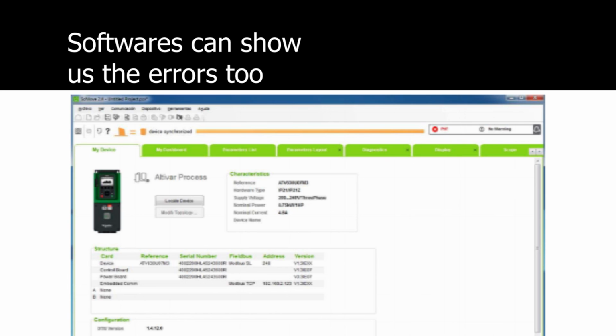And that was everything. Thank you, everyone. And these were typical errors while connecting electronic power components.